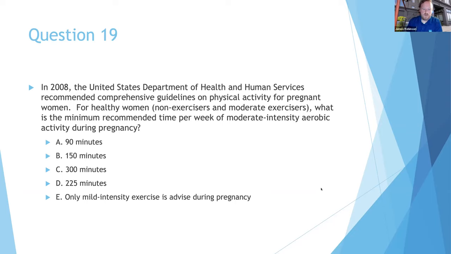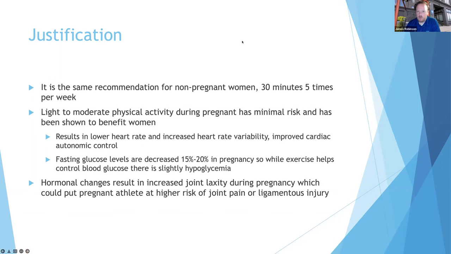Great. Almost everybody got this one right. And so it is B, the 150 minutes. So it's the same recommendation as for non-pregnant women. The recommendation for adults is 30 minutes of moderate to vigorous activity 5 times a week. So if you multiply 5 by 30, that's 150 minutes a week.